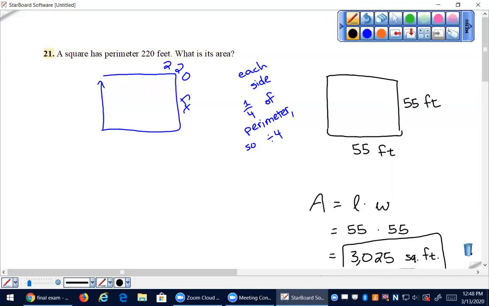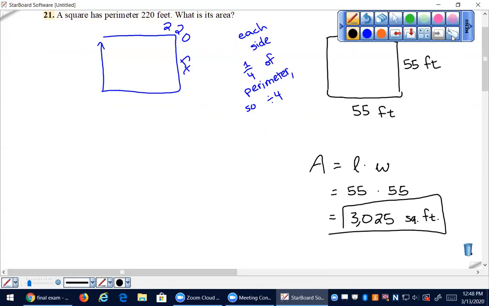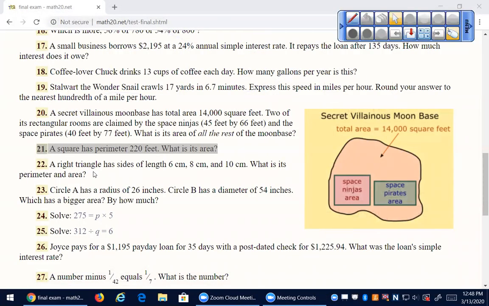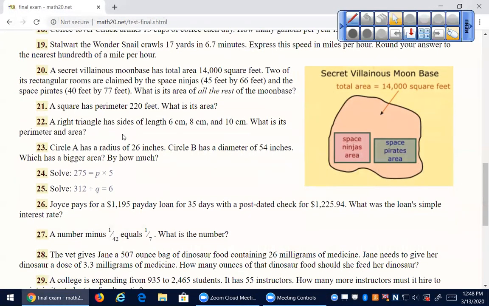So this one is only tricky because we're sort of doing the perimeter formula backwards. Most of the time in class when we've talked about perimeter, you've been adding up the sides. Now they give you the perimeter and you have to kind of unravel it. 22, should we do?